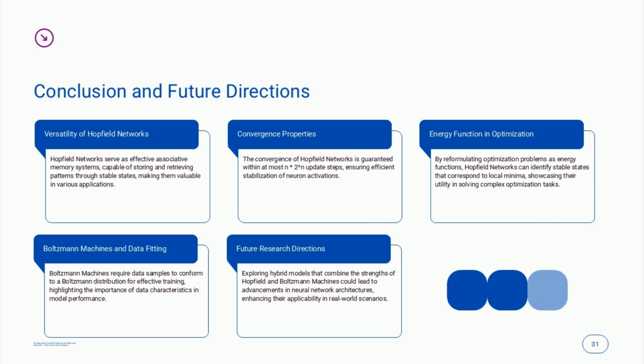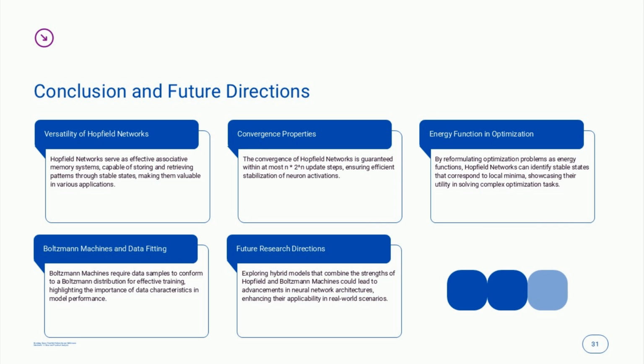As we conclude this journey through Hopfield Networks, Boltzmann Machines, and their applications, it's clear how these models bring a unique and versatile perspective to the field of neural networks. Let's tie everything together. Versatility of Hopfield Networks. These networks shine in applications where storing and retrieving patterns through stable states is crucial. Think of them as the sticky notes of your brain, efficient, reliable, and ready to handle diverse tasks.